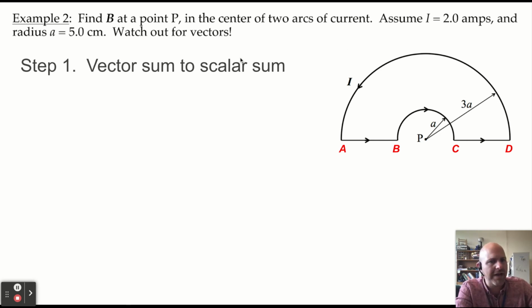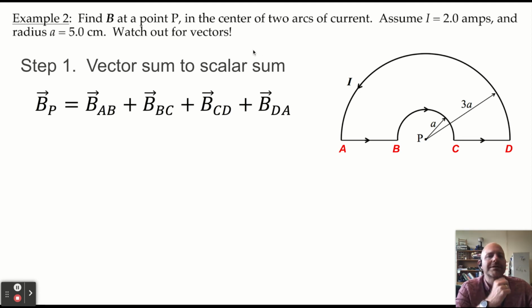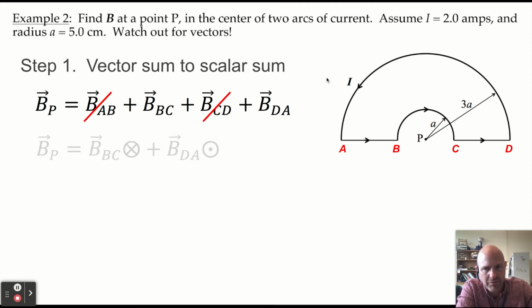There's a bunch of vectors here, but we really would prefer just to be adding up scalars. So let's think about what's happening. We're going to add up the vectors at point P that are the magnetic field from each of the little segments. And so let's treat them one at a time. A, B, and C, D are going to do nothing because the magnetic field curls around the wire. It doesn't go out that way, so it's going to have no effect on point P.